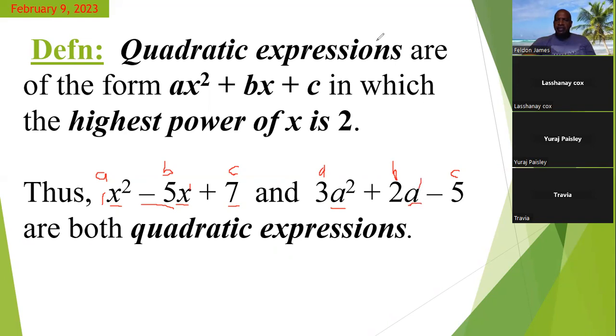All right, so is everybody clear on the features that a quadratic has? Would you be able to identify a quadratic expression if you see it? Let me see your hand.